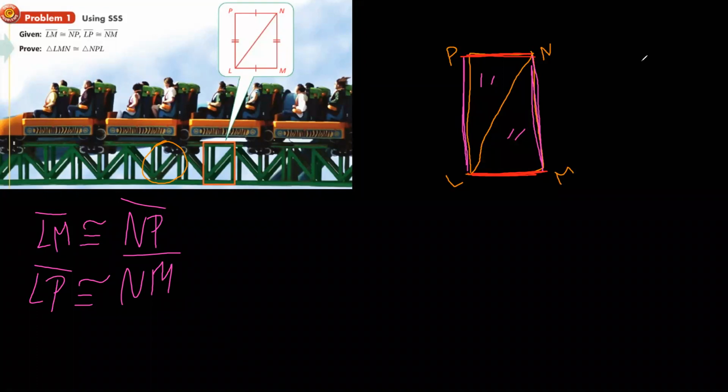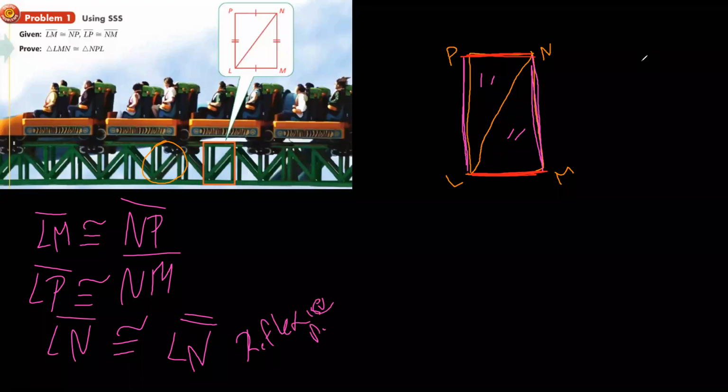What about NL? LN, they are reflexive. So the line LN is congruent to LN. Why? Because of the reflexive property of congruence. Thank you. So I prove that now.